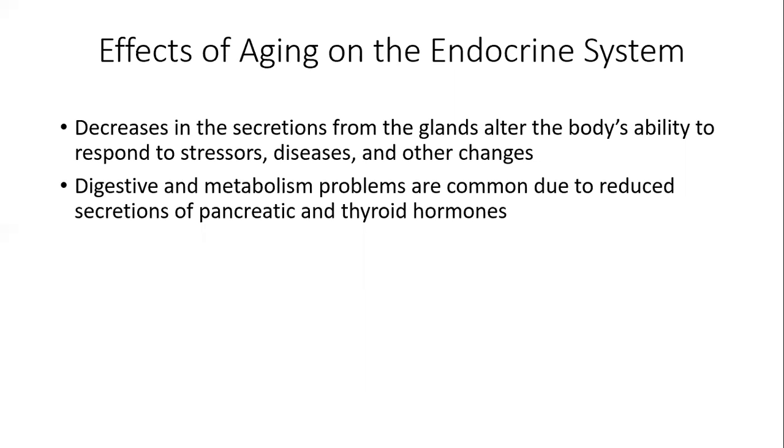And finally, effects of aging on the endocrine system. Decreases in the secretions from the glands alter the body's ability to respond to stressors, diseases, and other changes, which causes issues. And digestive and metabolism problems are common due to reduced secretions of pancreatic and thyroid hormones.